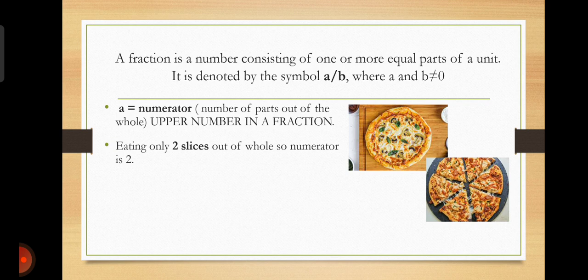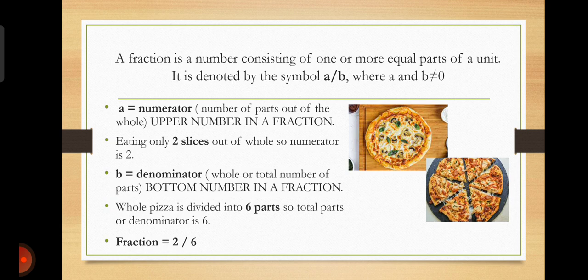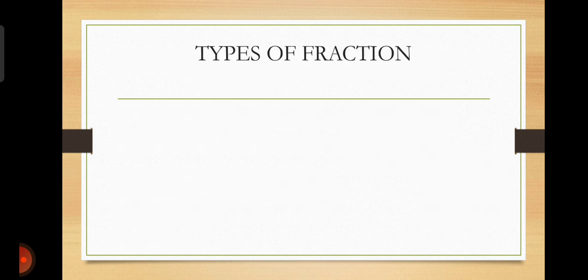Eating only 2 slices out of the whole, so the numerator will become 2. B is the denominator, which is the bottom number in a fraction, the whole or the total number of parts. Whole pizza is divided into 6 parts. So the total parts or the denominator is 6. So when we have to write this in fraction form, we will write 2, which is the numerator, by, which is a bar or slash, 6, which is the denominator. So 2 by 6.